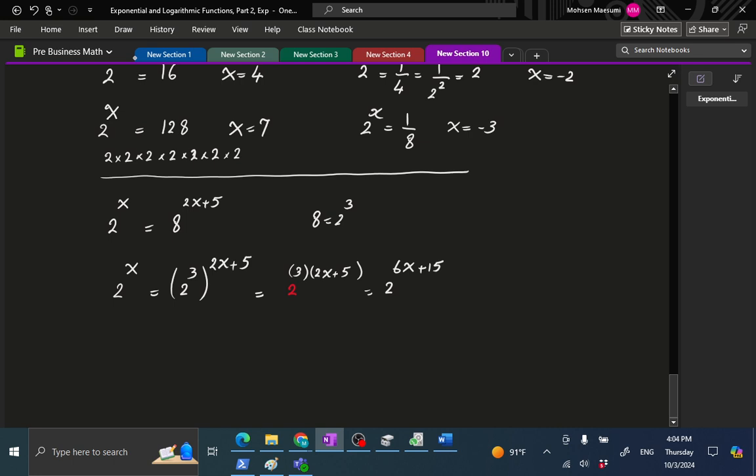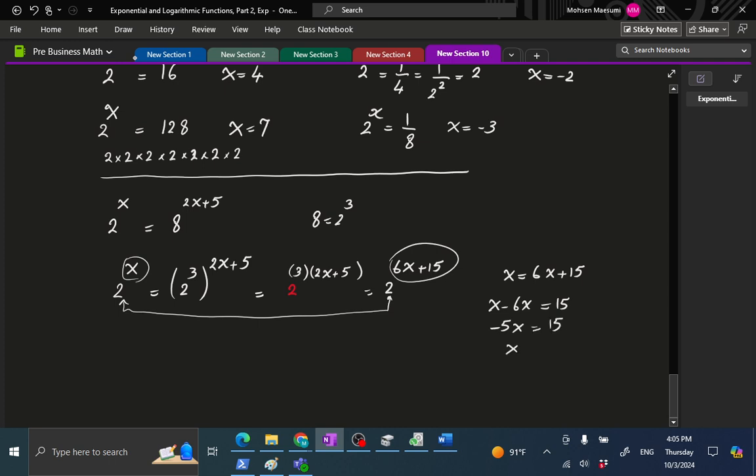Now, two exponential numbers with the same base. The important thing is that the bases have to be the same. Once they are the same, then we say the exponents have to be the same. So I take 6x to this side. So I subtract 6x from both sides. So this becomes minus 5x is equal to 15. Therefore, x has to be 15 over minus 5. And our answer is minus 3.